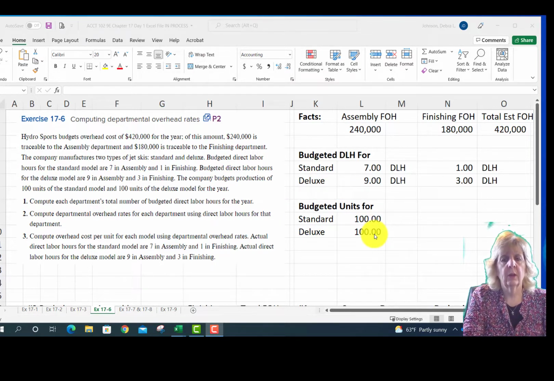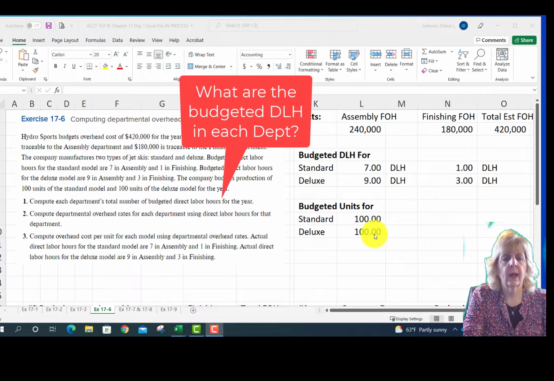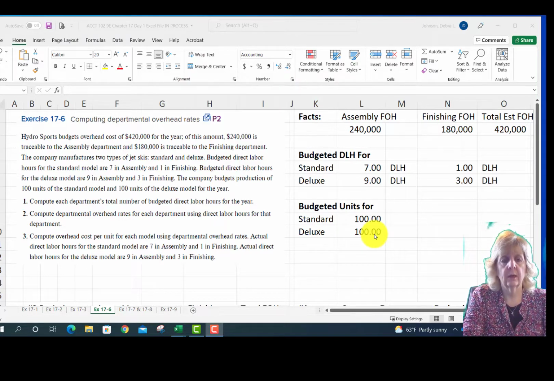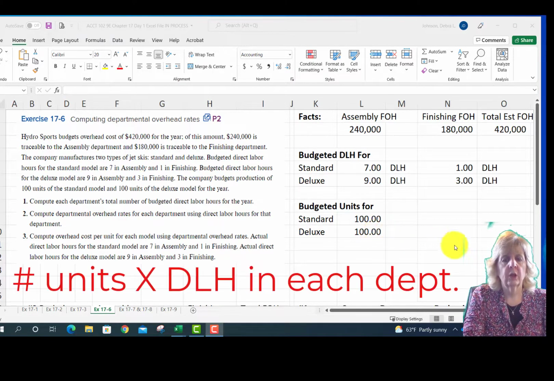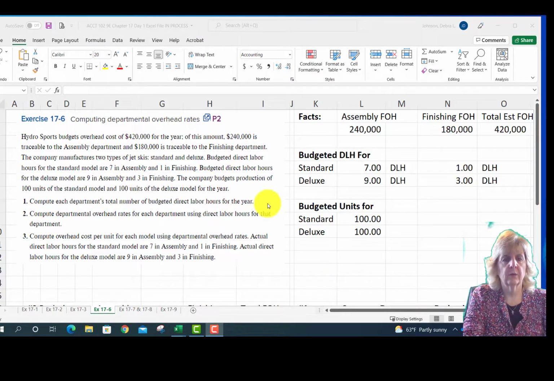So here we go. We have a lot of data sitting in front of us. Requirement number 1 says, compute each department's total number of budgeted labor hours. Pause the video and see if you can do that. Basically, what you're going to be looking at is the number of units that the company has budgeted times the direct labor hours per unit in both of these departments. We'll come back with that answer momentarily.